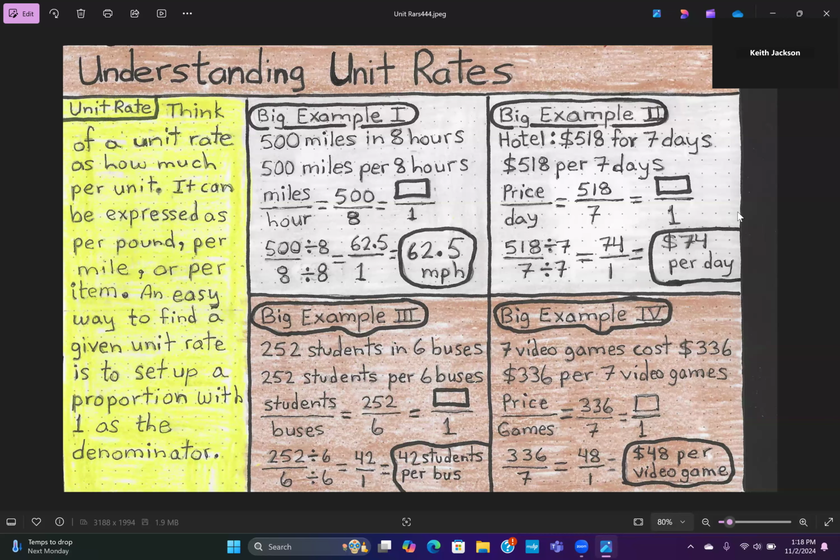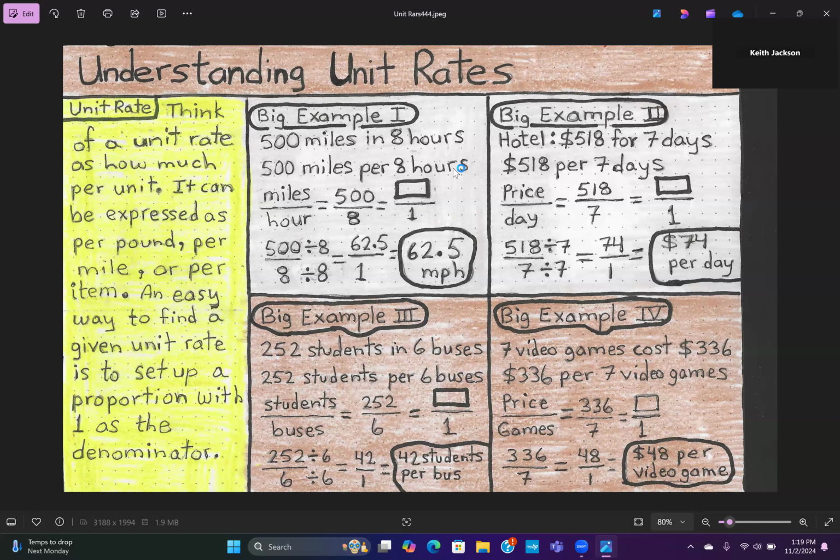Right now, you're looking at the first video in a series of videos that will help us understand the concept of unit rates. Think of a unit rate as how much per unit. It can be expressed as how much per pound, per mile, or per item. And an easy way to find a given unit rate is to set it up as a proportion with 1 as the denominator. And we have 4 big examples to show you how that works.